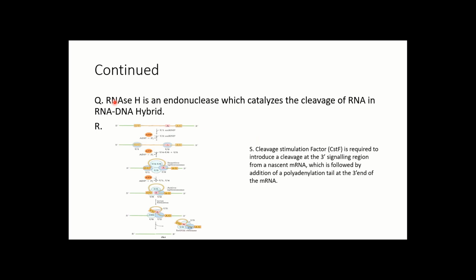Next, option Q was RNase H. RNase H is an endonuclease which catalytically cleaves RNA in an RNA-DNA hybrid. If DNA is making hydrogen bonds with RNA, then that particular RNA can be cleaved by RNase H.